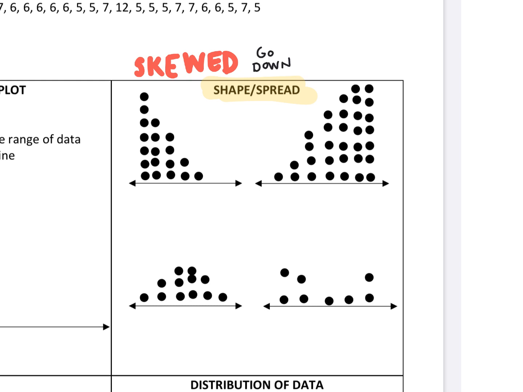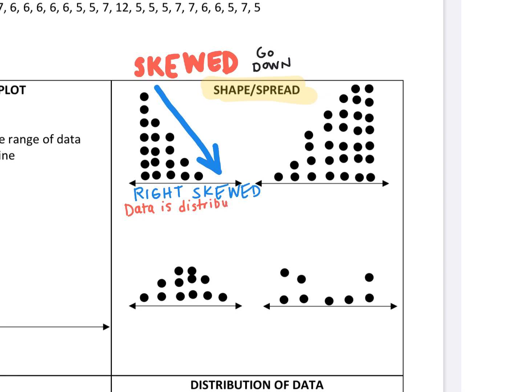When we talk about this example right here, you notice that the dots are going down on the right-hand side. Therefore, we call this right skewed. I'm going to use a smaller pencil so it's not as hard to read. So if I ask you the shape or the spread of this type of dot plot, you would say it was right skewed, which means it's going down on the right hand side. That means most of the data is distributed on the left.